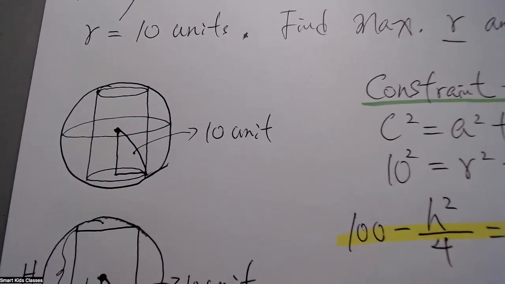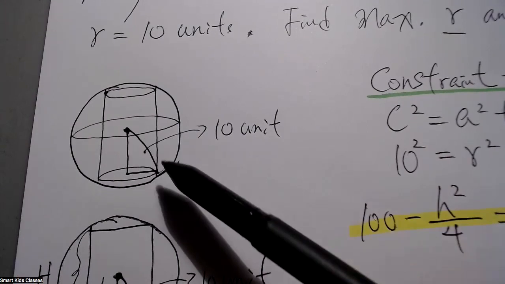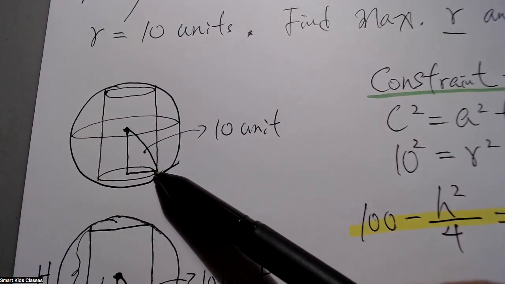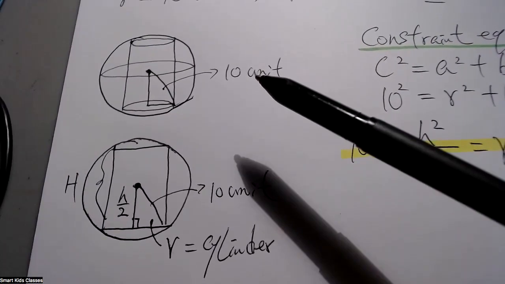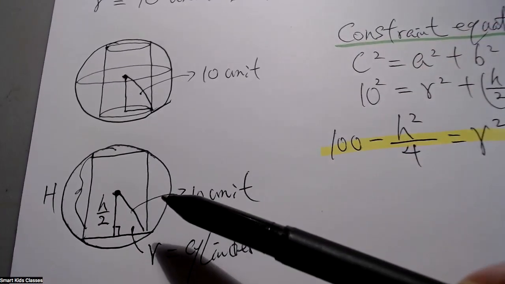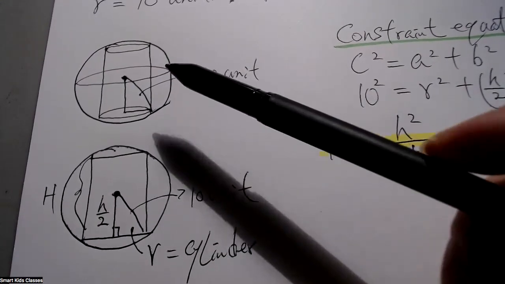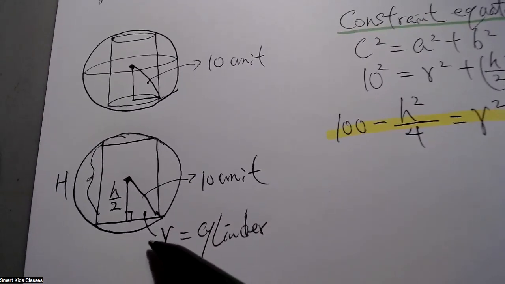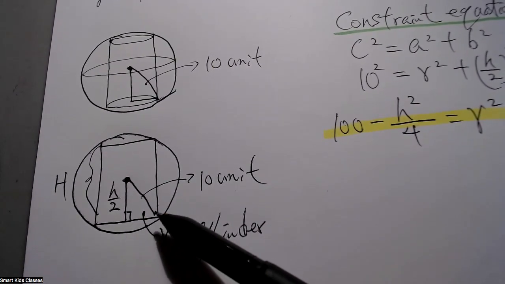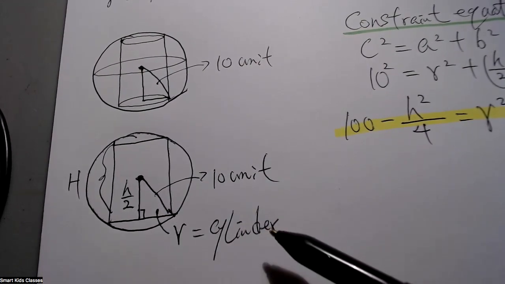So the diagram is like that: the cylinder inside the sphere. The line from the center to the corner is the radius, and the radius of the sphere is 10 units. To make the visualization easier, I draw it as a 2D shape, so the cylinder becomes a rectangle. We draw the radius here as 10 units, and we are looking for the radius of the cylinder, from here to here, so we put it as r, the radius of the cylinder.